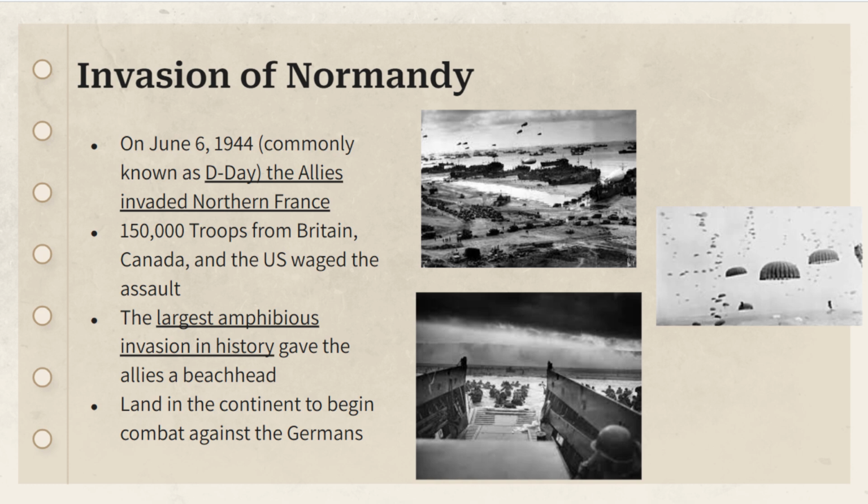But the true turn of the tide happens in 1944 on June 6th when the Allies launch D-Day, and it's the largest water-based invasion in history. So over 150,000 troops are going to storm the beaches of Normandy in France, and this opens up the Western Front against Germany and begins the liberation of all of Nazi-occupied Europe. They just basically keep pushing them out of every region they've occupied.